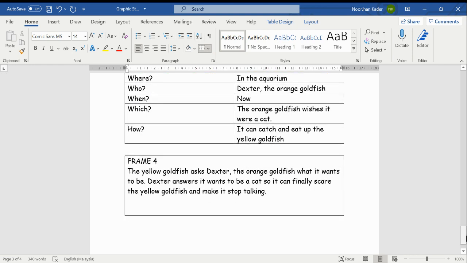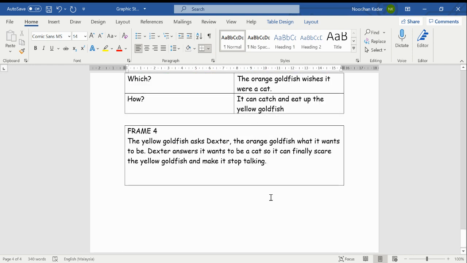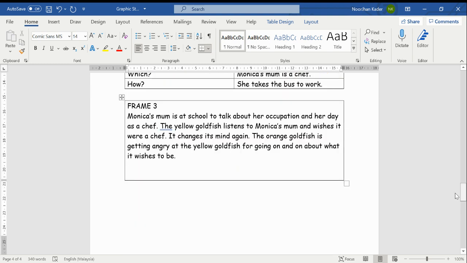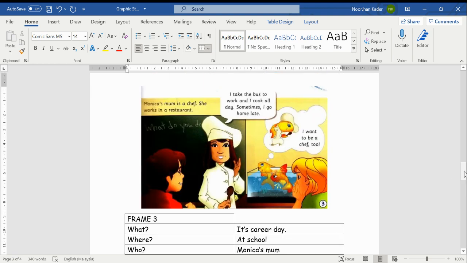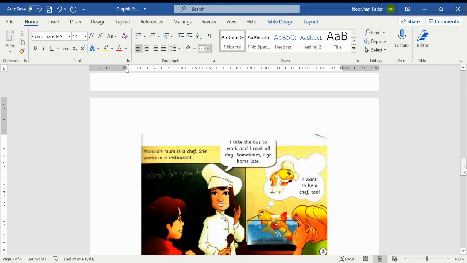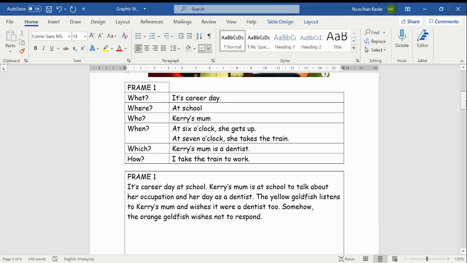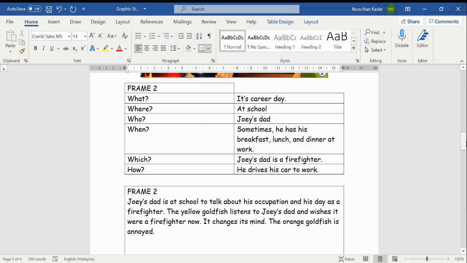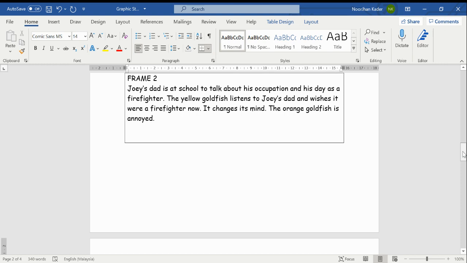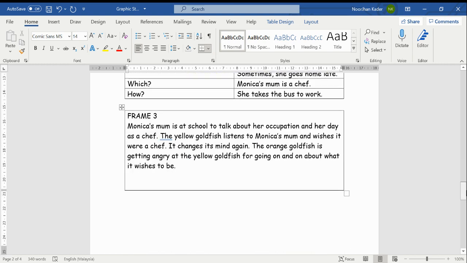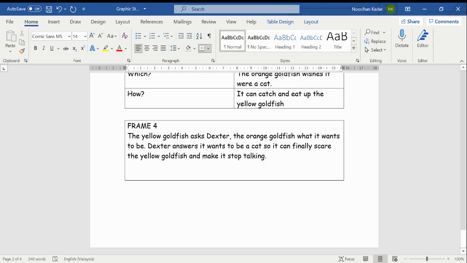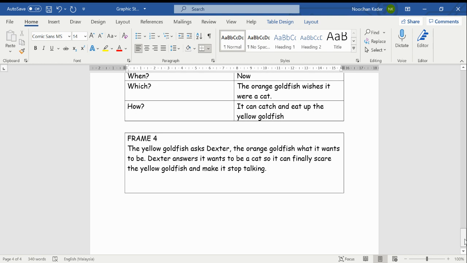And the last one, frame 4. The yellow goldfish asks Dexter, the orange goldfish, what it wants to be. Dexter answers it wants to be a cat so it can finally scare the yellow goldfish and make it stop talking. So the storytelling of these four frames, I've already changed it to a narrative, a short narrative with four short paragraphs consisting of mostly four sentences in each paragraph. So I hope that this will guide you to write narratives from visual storytelling, of course, from graphic stories.